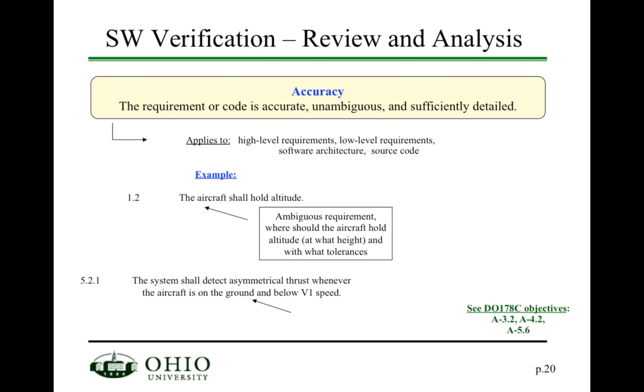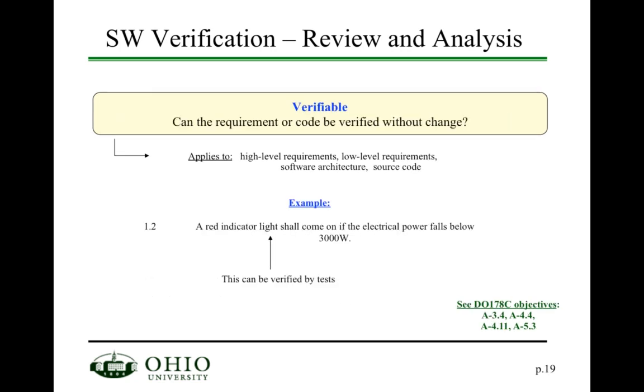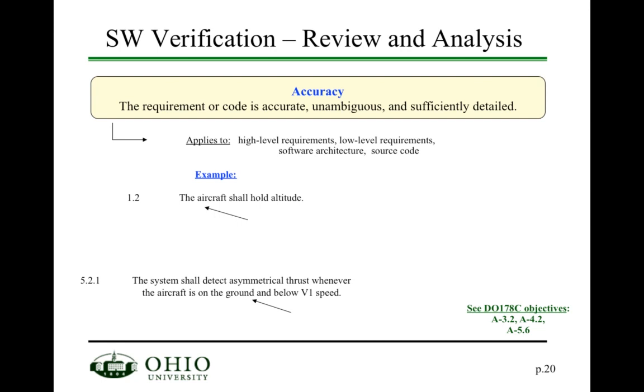Where should it hold altitude? With what tolerances? When shall it hold a particular altitude? There's not enough details here to actually warrant this requirement to be accurate. If you have the system shall detect asymmetrical thrust whenever the aircraft is on the ground and below V1 speed, in this case you may want to wonder a little bit about, okay, do we have sufficient information to understand what this requirement really means? So we saw verifiability. Can we test it without change?